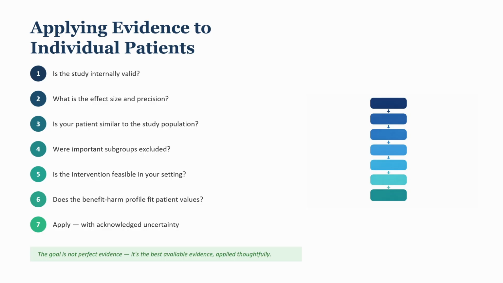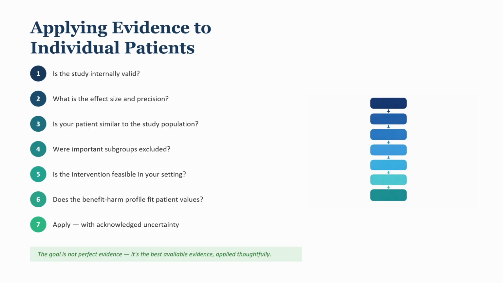Step 5. Is the intervention feasible in your setting? A treatment requiring continuous ECG monitoring isn't applicable in a rural mixed practice setting. Step 6. What does your patient or client value? Does the benefit-harm profile, NNT and NNH, align with what they're willing to accept?